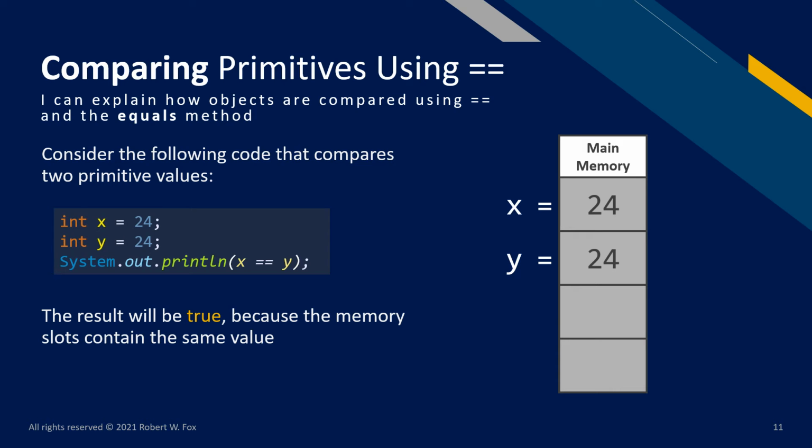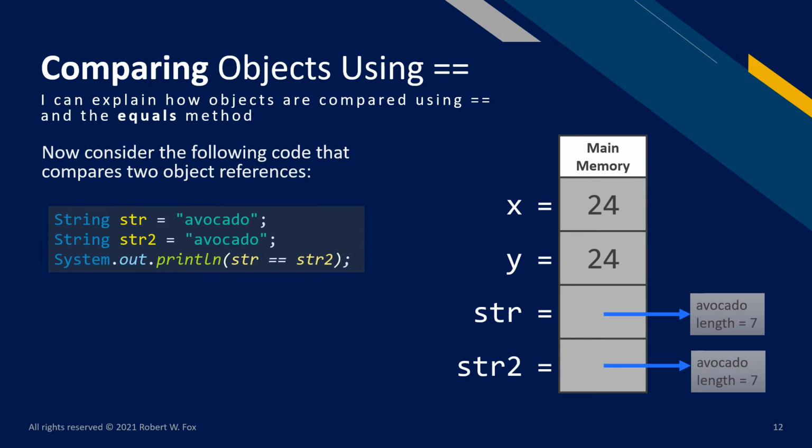X does equal y. Now let's go back to the example we saw at the very beginning of the lesson where we took two strings and tried to compare them with equal equal. We were expecting to get true, but we got false. Let's see why. So we know now from the previous slide that when Java compares with equal equal, it takes a look at the memory slots to see if they have the same information.